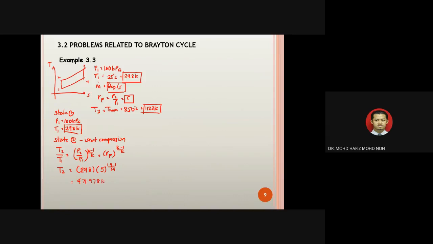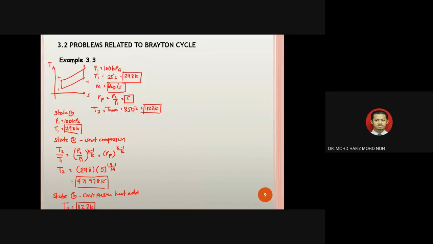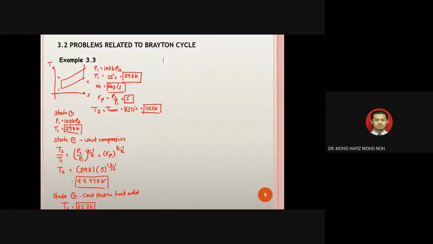471.978 Kelvin. And then you go for state 3. State 3 is a constant pressure heat addition. Basically this one is T max. T3 is equal to 1123 Kelvin.